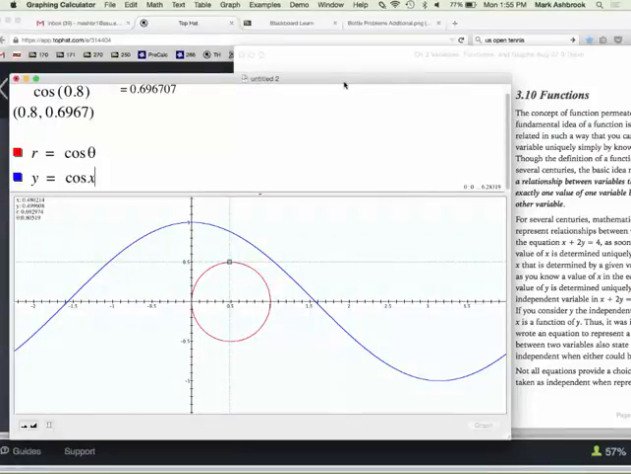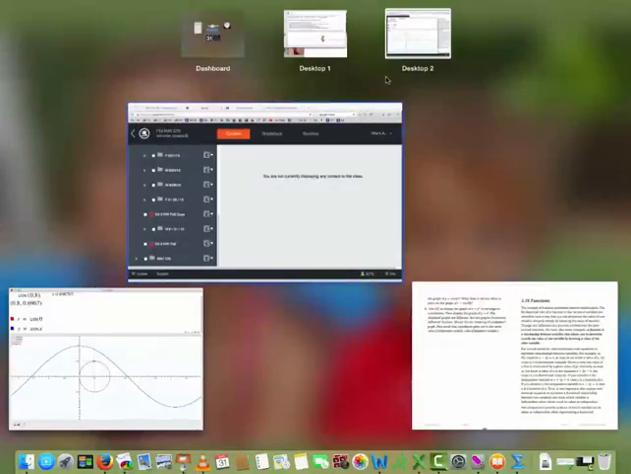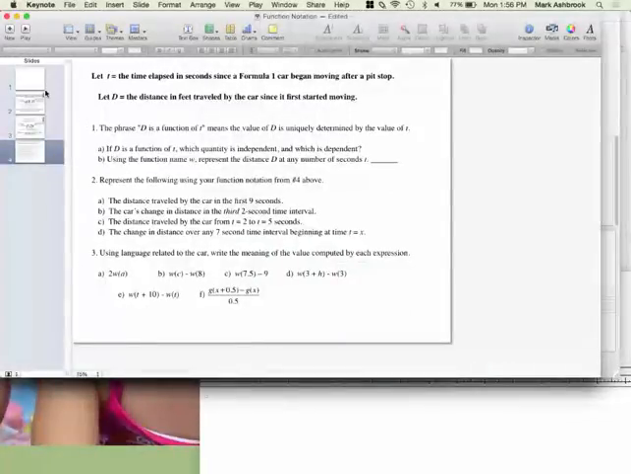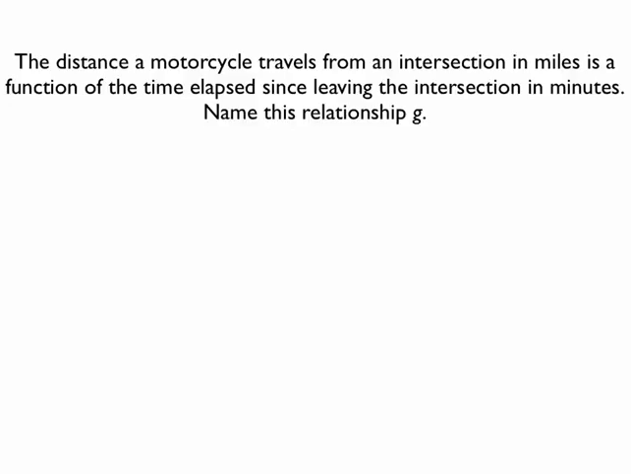Okay, so we're looking at functions. Let's look at, so here's a situation. A distance that a motorcycle travels from an intersection in miles is a function of the time elapsed since leaving the intersection in minutes. Okay? Let's name this relationship G.